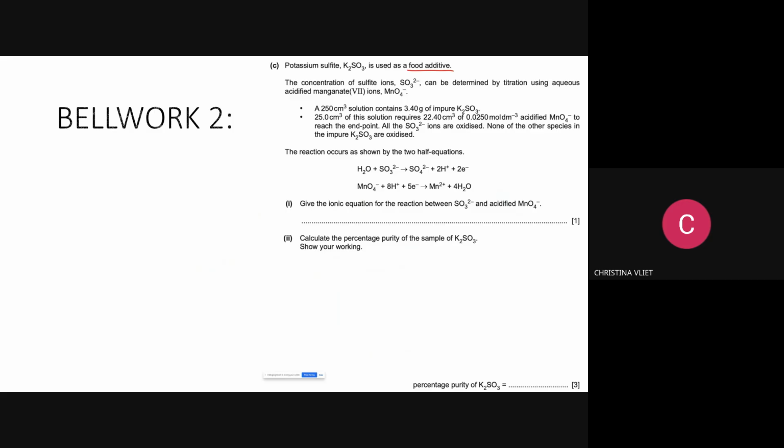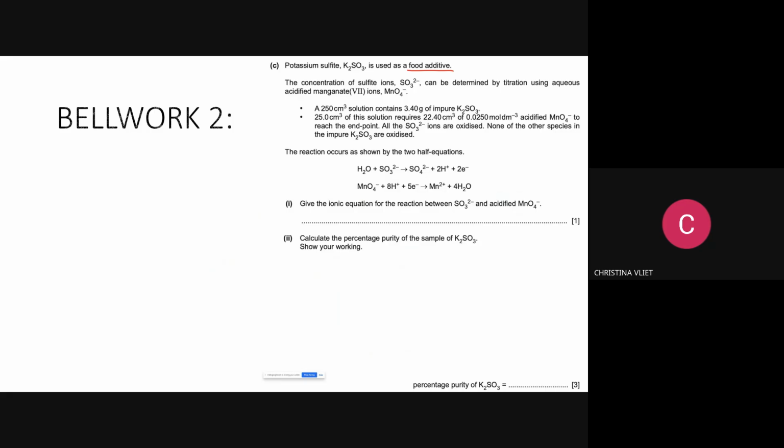You could look up on your own what they add potassium sulfite to, but it's probably not a very high concentration at all. These are usually used as preservatives. Typically, you add these ions to preserve your food. Do they eat it? I don't know. I have to guess that it doesn't taste exactly like salt, but it's in that category. So the concentration of sulfite ions can be determined by titration using aqueous acidified permanganate.